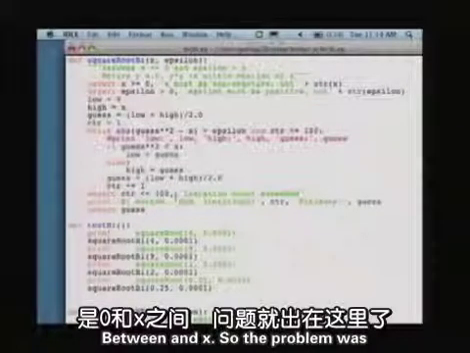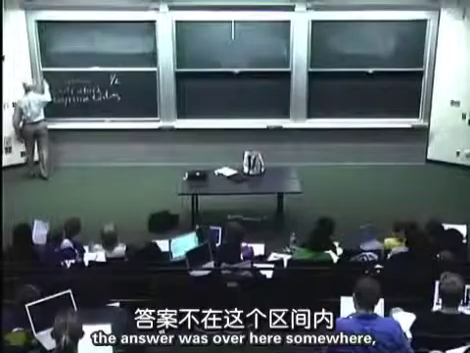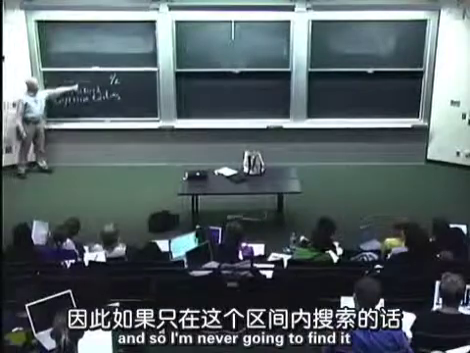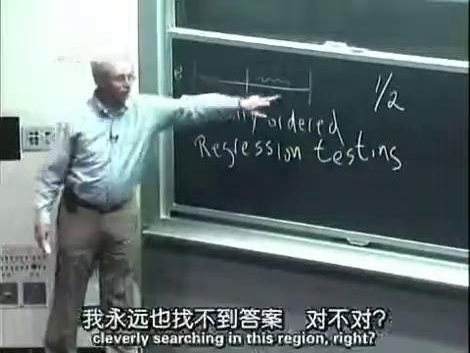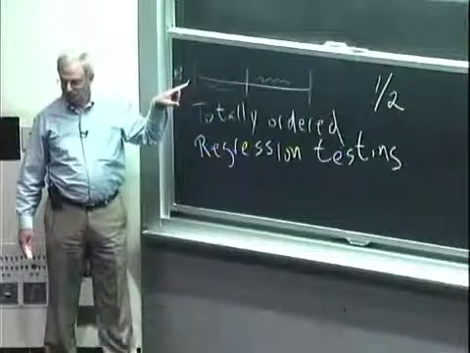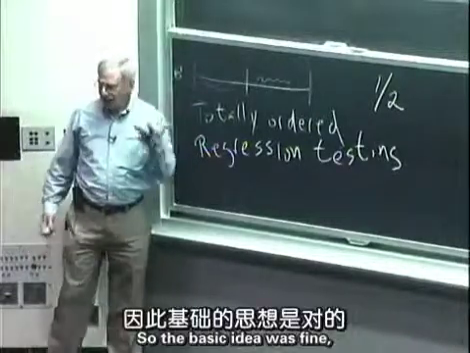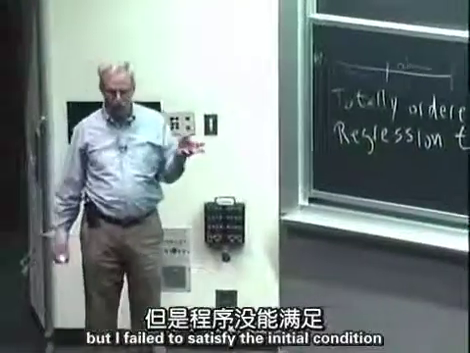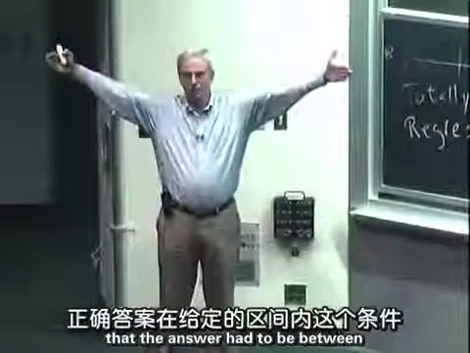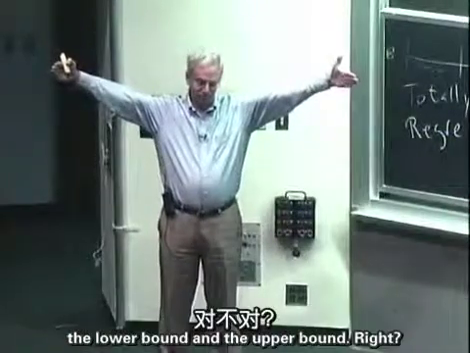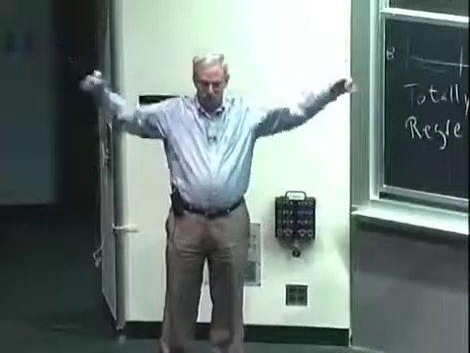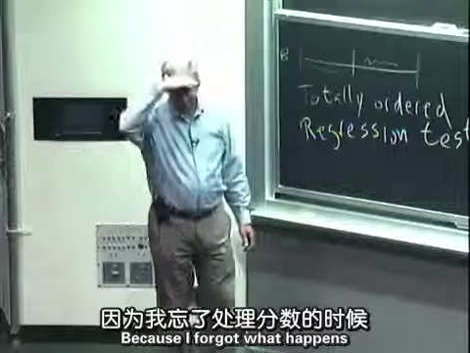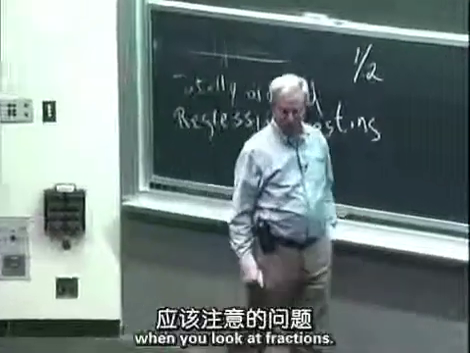So the problem was the answer was over here somewhere. And so I'm never going to find it cleverly searching in this region, right? So the basic idea was fine, but I failed to satisfy the initial condition that the answer had to be between the lower bound and the upper bound. Right? And why did I do that? Because I forgot what happens when you look at fractions.